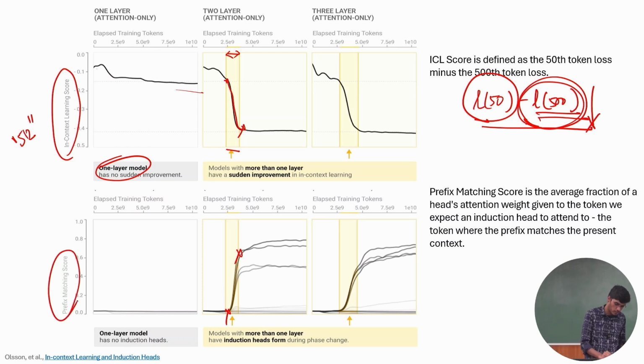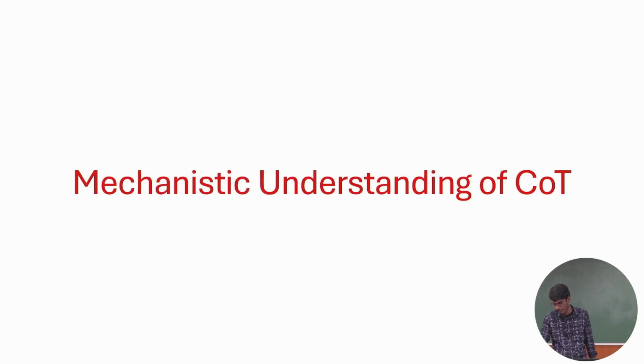We measure it using something called prefix matching score. So basically, we see whether it matches with the prefix or not, in simple terms. It's just the attention weight for the prefix, the fraction of the attention weight.